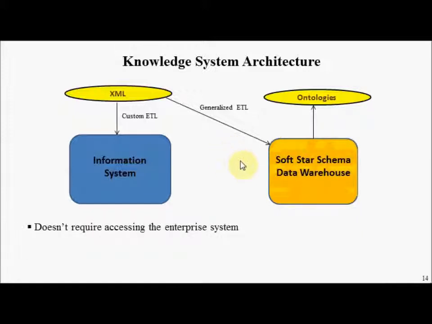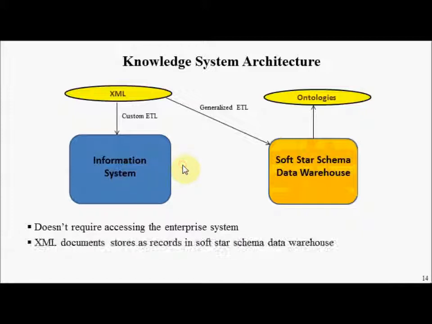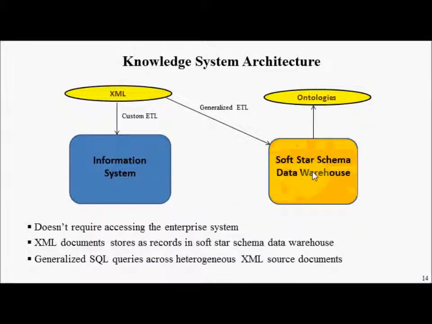Now the advantage of this alternative architecture is the following. First of all, we no longer require access directly to the information system. Secondly, as I've already pointed out, we're able to pull in XML directly into our soft schema data warehouse. And more importantly, with this very generalized data schema, we now have the ability to write very generalized, very powerful SQL queries that are heterogeneous, that can cross different kinds of XML documents.